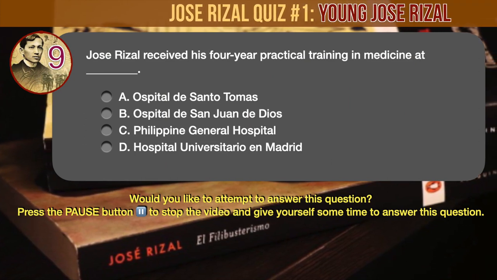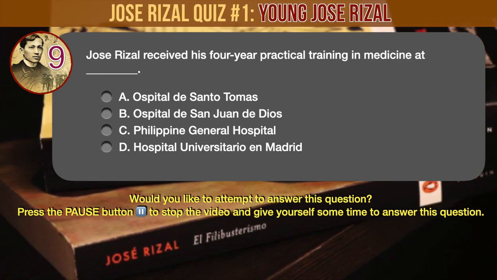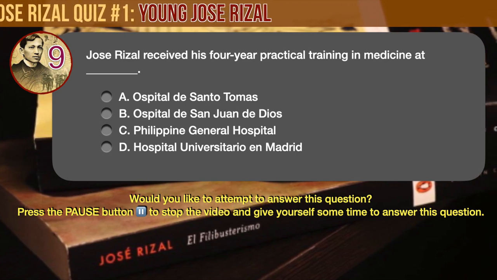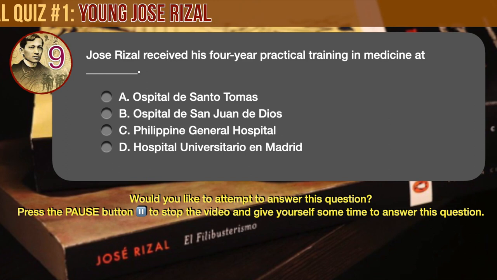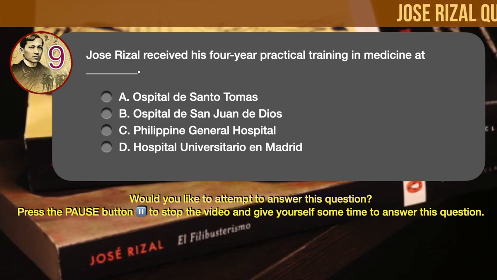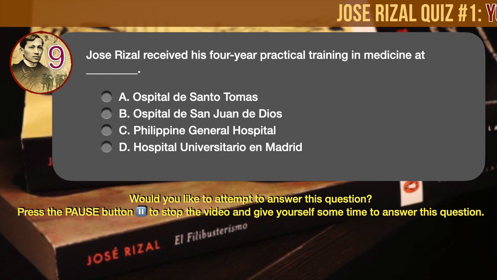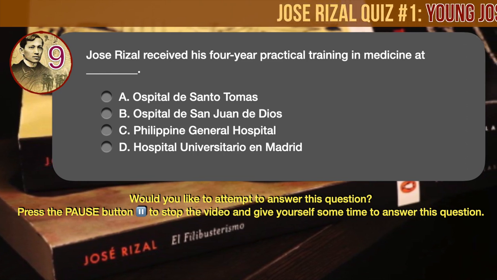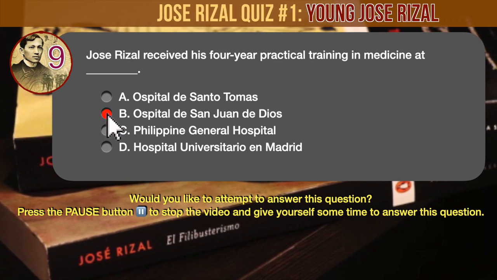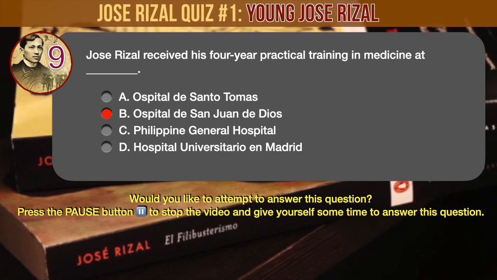Question number 9. Jose Rizal received his 4-year practical training in medicine at blank. A. Hospital de Santo Tomas. B. Hospital de San Juan de Dios. C. Philippine General Hospital. D. Hospital Universitario en Madrid. The correct answer is B. Hospital de San Juan de Dios.